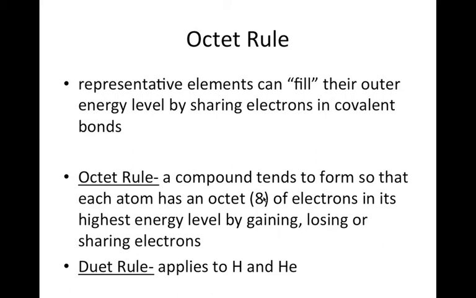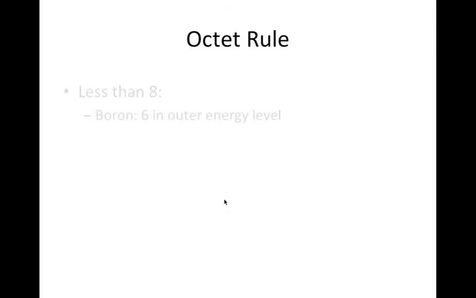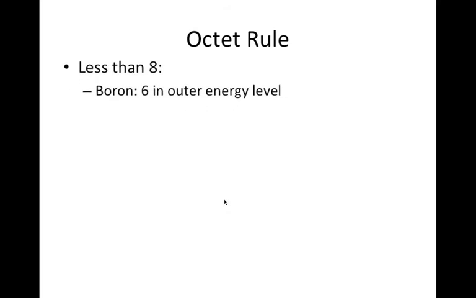Now, the duet rule, and there are some exceptions. The first is the duet rule that we see down here. It applies to hydrogen and helium. Those guys are happy with only 2 electrons. They don't need 8 electrons. And normally what we see is that when hydrogen makes a bond, it has 2, it's happy, it's done. Some other exceptions to the octet rule, we can have less than 8.